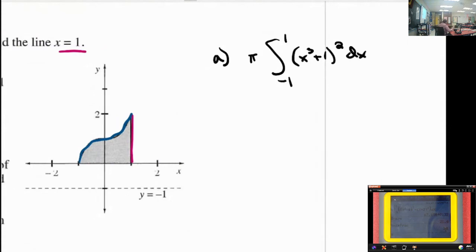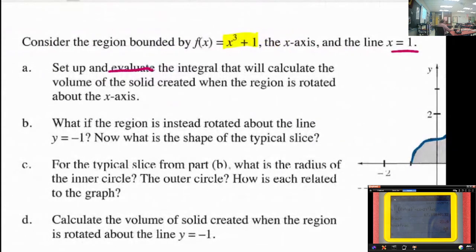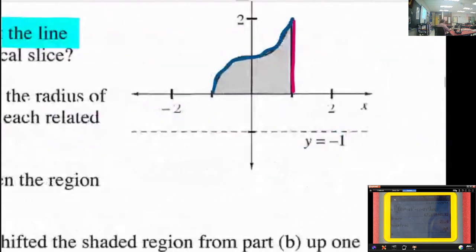But question B is going to throw a bit of a curveball at us. What if the region was instead rotated around the line y equals -1? In other words, what if the axis of rotation was not the x or the y-axis, but some other line, which would be y equals -1? We have a picture sketched and set up for us to think about that here. So this is the new axis of rotation.